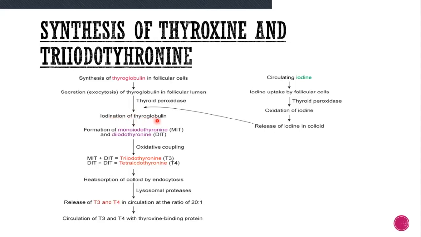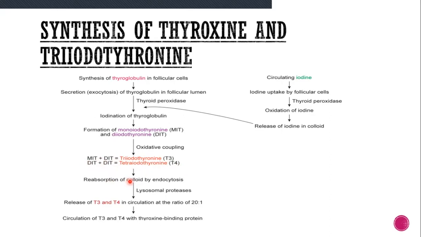Once thyroglobulin is iodinated, it will form monoiodothyronine and diiodothyronine. So the thyroglobulin can be iodinated by one iodine molecule to form monoiodothyronine, and by two iodine molecules to form diiodothyronine. Then these two will undergo oxidative coupling. If monoiodothyronine and diiodothyronine combine, they form triiodothyronine, your T3. Or if diiodothyronine combines with another diiodothyronine, they will form tetraiodothyronine, your T4 or your thyroxine.